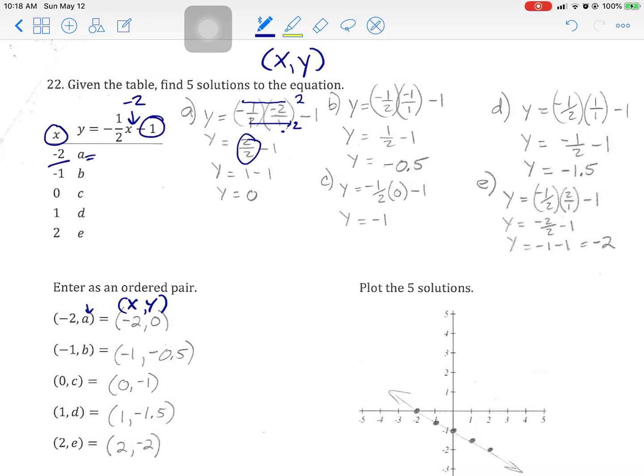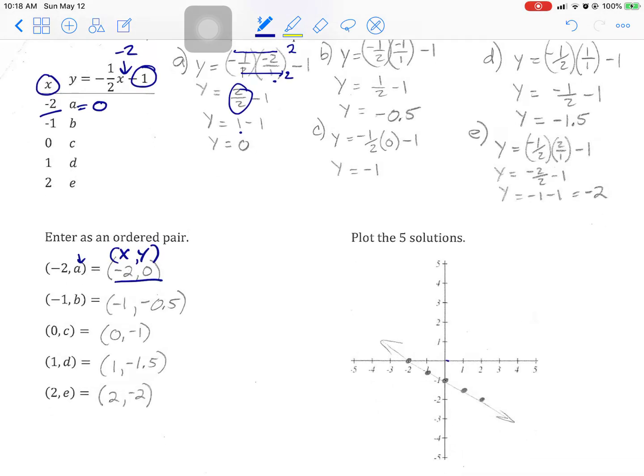2 over 2 is a 1. 1 minus 1 is 0. So that means A is 0. So that means my ordered pair is negative 2, 0. If you go down here, how do we graph? We always start at the origin. We don't put a dot there. I'm just trying to say that's where we start. So we pause over the origin, which is the center where the y and the x-axis meet each other.